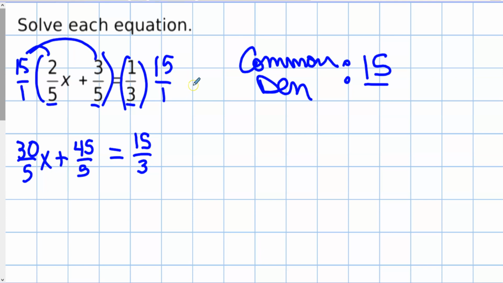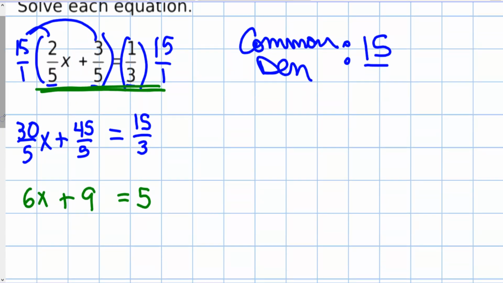Now, this is where people tend to freak out. Don't freak out. This first step makes the equation look more complicated, but what you notice after that is each of these fractions can be reduced into a whole number. 15 over 3, 15 divided by 3 is 5. And then over here on the left hand side, 30 divided by 5 is 6. And 45 divided by 5 is 9. So this equation in green is a lot easier to solve than this original equation.